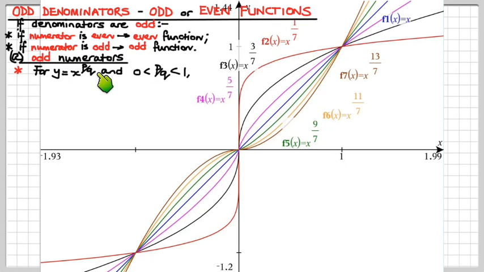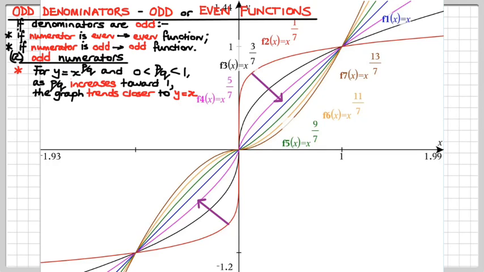So for y is equal to x to the p over q, and p over q is between 0 and 1, what did I say? As p over q increases towards 1, the graph trends closer to the line y equals x, and that's what I've been saying. So I'll show you with arrows. There you go, right? Over here it's getting closer to the line y equals x, and down here it's getting closer to the line y equals x in that direction. Yes, good, isn't it? Okay, now what's next?